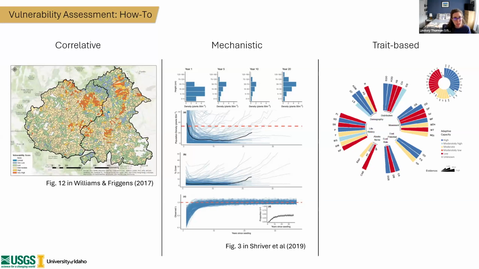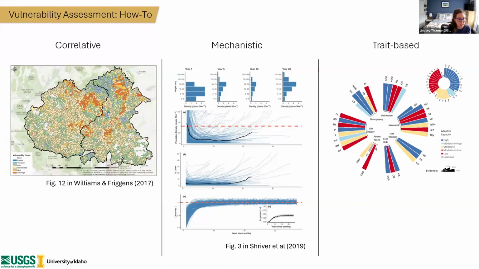And there's really 3 different approaches to doing vulnerability assessment. Of course, there's variations or combinations of these, but typically vulnerability assessments are done using either a correlative, a mechanistic, or a trait-based approach. And correlative approaches are what we see with a lot of range shift modeling and species distribution modeling. And these are essentially correlative relationships between species occurrences and underlying environmental and climatic conditions.